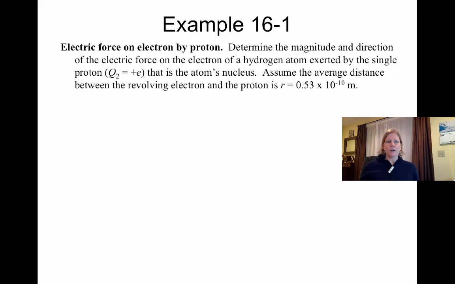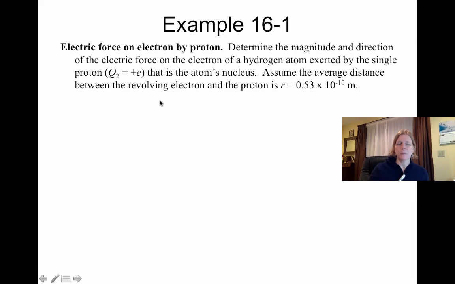Okay, so let's try an example. Let me read through this problem. So we're going to try to find the electric force on an electron by a proton. So determine the magnitude and direction of the electric force on the electron of a hydrogen atom exerted by the single proton in that atom. So Q2 we're going to make be the hydrogen atom, and it has a charge of plus e, because we just said the charge on an electron is e with negative charge. Charge on a proton is an equal magnitude, but it's positive charge. So that's what we mean by that. Plus e gives us the amount of charge for a proton.